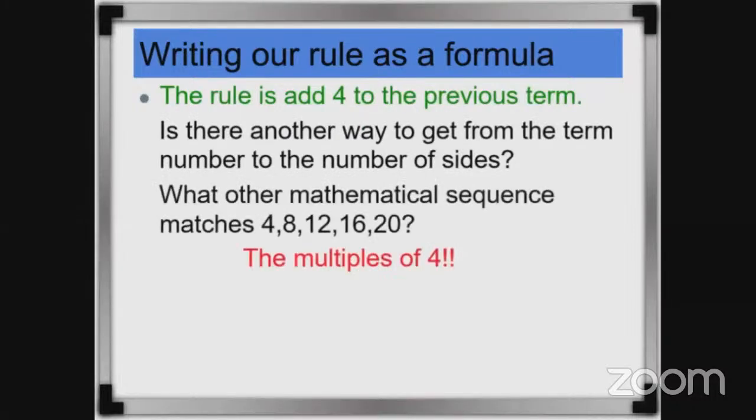All right, now 4, 8, 12, 16, 20, they're all multiples of 4. So definitely we could multiply the term number by the common difference of 4, okay? So the first term, calling it 1, 1 times 4 is 4. Second term, 2 times 4 is 8, and we could definitely continue to find the number of sides by multiplying the term that we're looking at by 4.